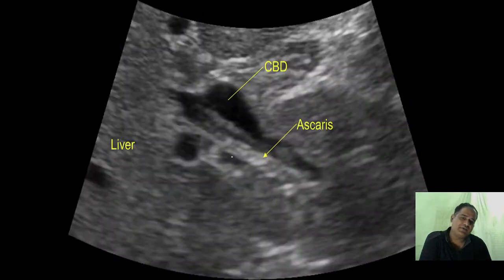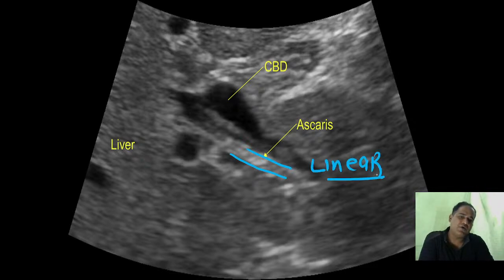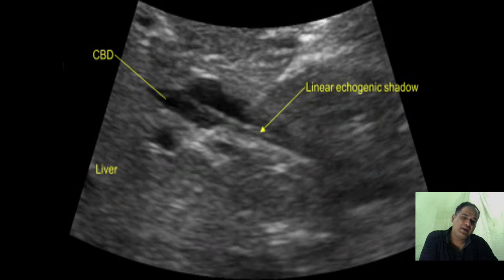Now, you see, this is how the ascaris looks like. A linear opacity.